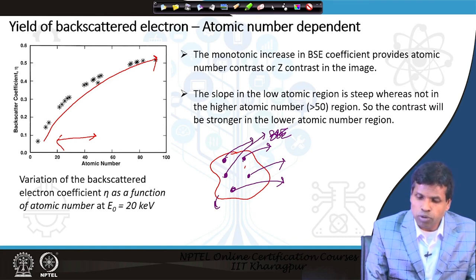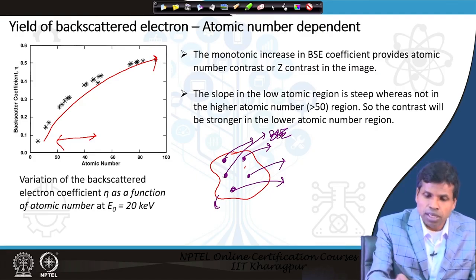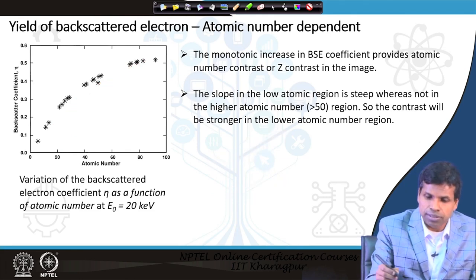So in this way I would be able to tell that in my material two different types of materials are present, one having a higher atomic number and the other having a lower atomic number elements.